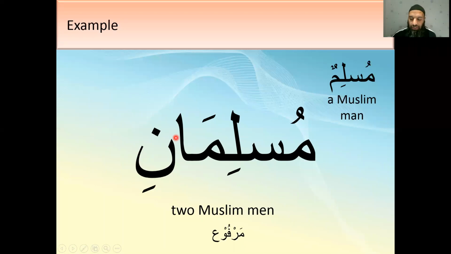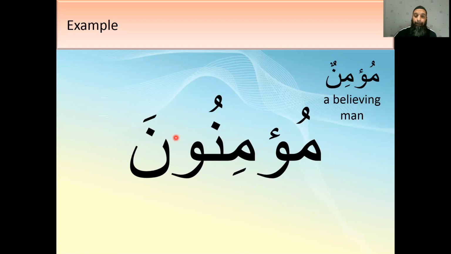On the tables page. Right, so a sister, non-Arab sister, mu'minun is a believing man. So mu'minuna, what is mu'minuna and what is the case? Marfu, and it's a plural. Fantastic. Marfu and it's a plural. You need to know both. It's plural because una is a quick formula. It's a plural. And so is ina, plural.